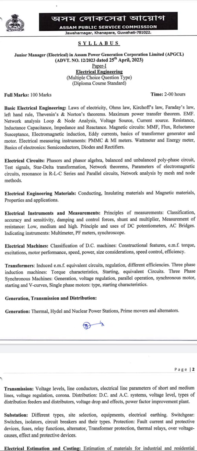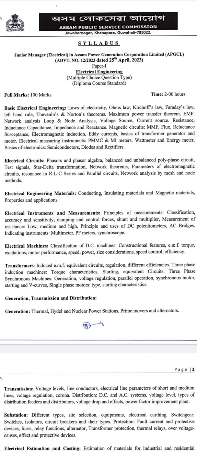Electrical measuring instruments, PMMC and MI meters, wattmeter and energy meter, basics of electronics, semiconductors, diodes, and rectifiers. Under electrical circuits: phasors and phasor algebra, balanced and unbalanced polyphase circuits, test signals, delta transformation, network theorems, parameters of electromagnetic circuits, resonance in RLC series and parallel circuits, network analysis by mesh and node methods.